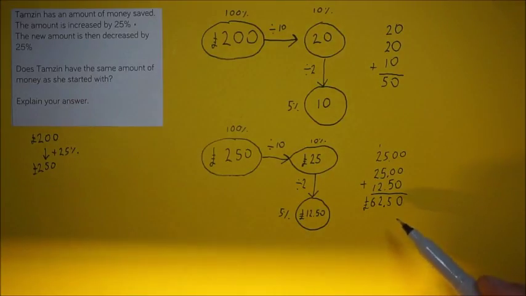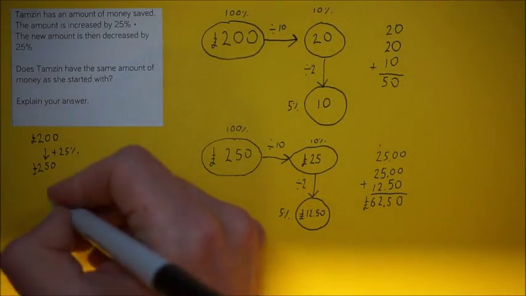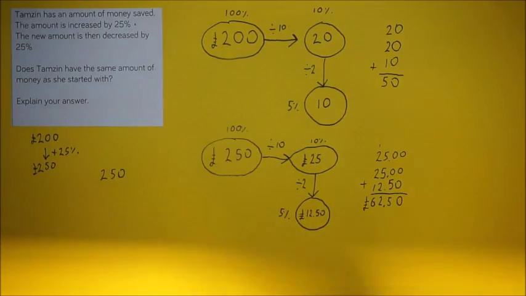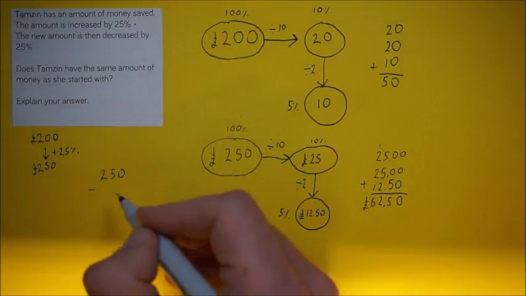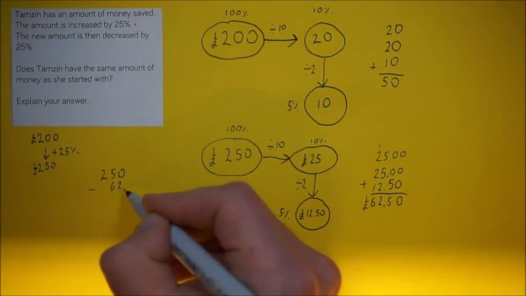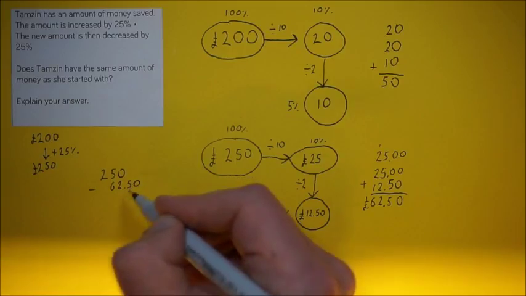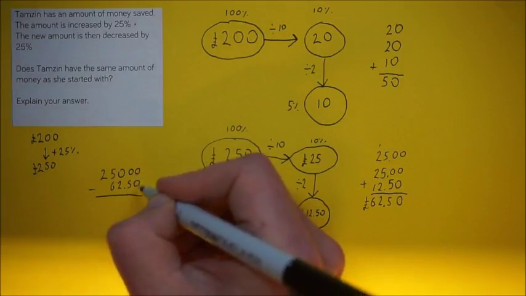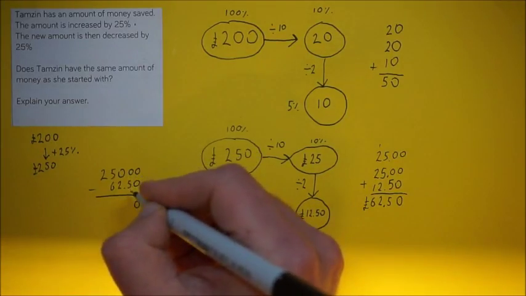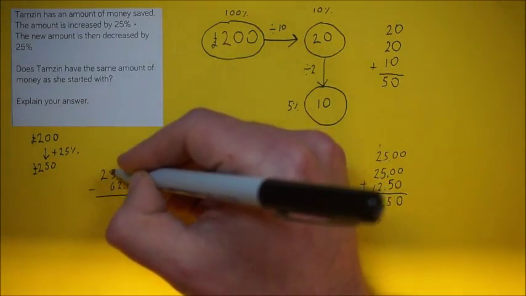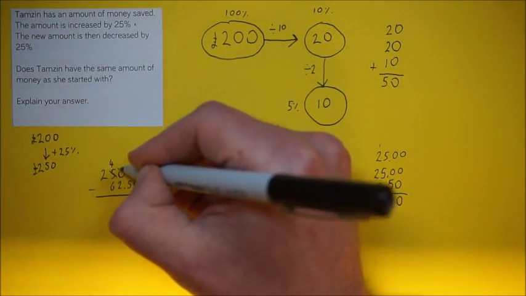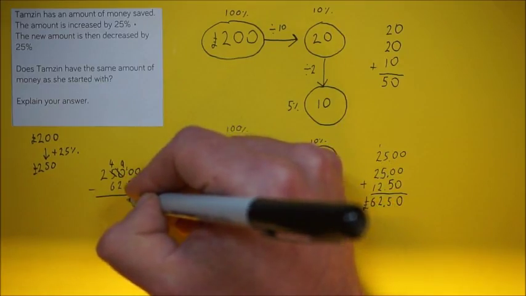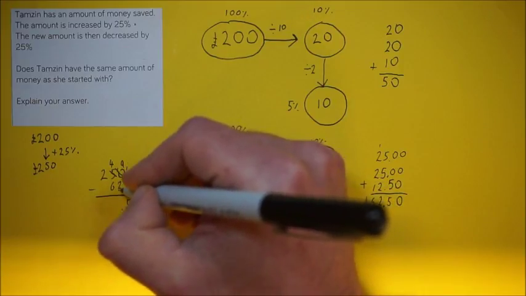So we've got to take that away from our new total, and I think some of you might have already spotted that this is going to be different. If I take away 62.50, put my placeholders in, 0 take away 0 is 0. 0 take away 5 I can't do, so I'm going to need to exchange. I can't exchange there, I need to do it here. So that becomes a 4, carry the 1 across, that becomes a 9. So it's 10 take away 5 is 5. And we have 9 take away 2 is 7.